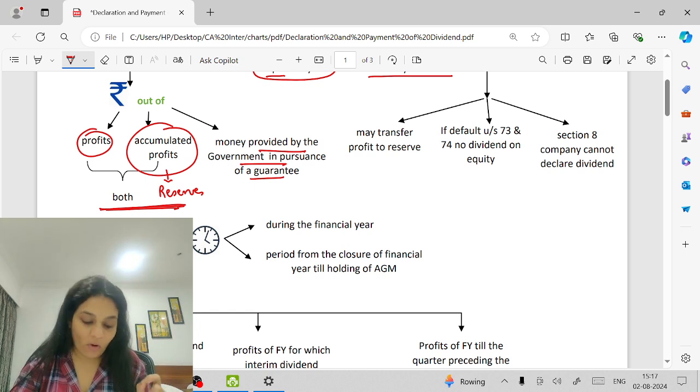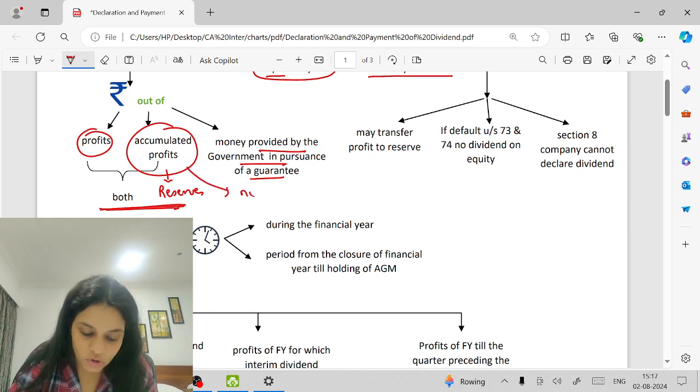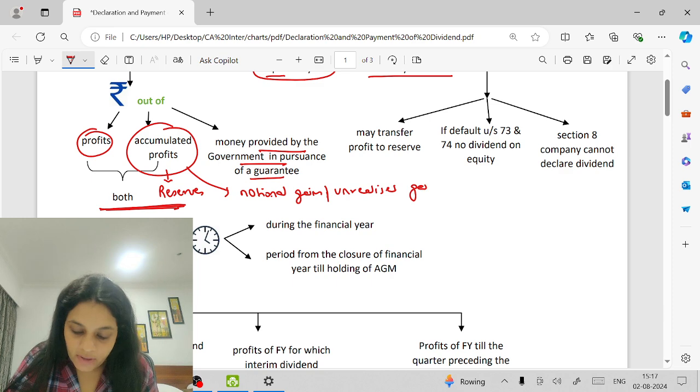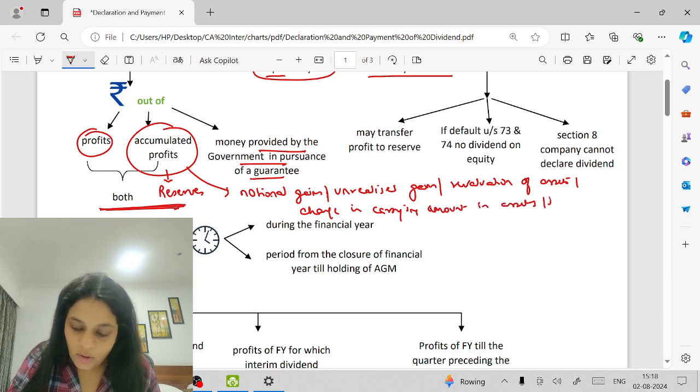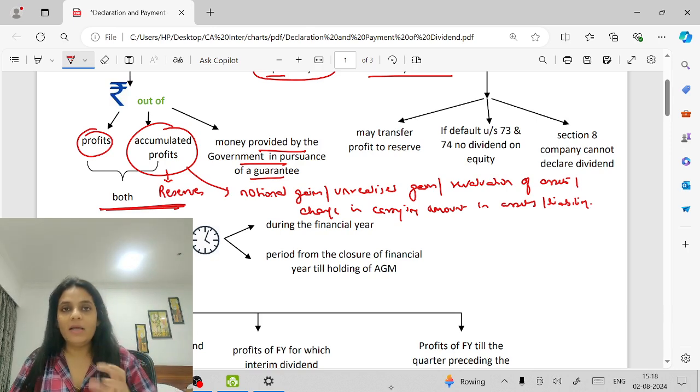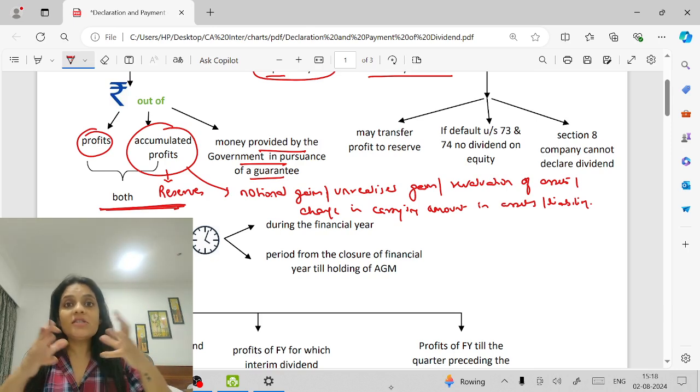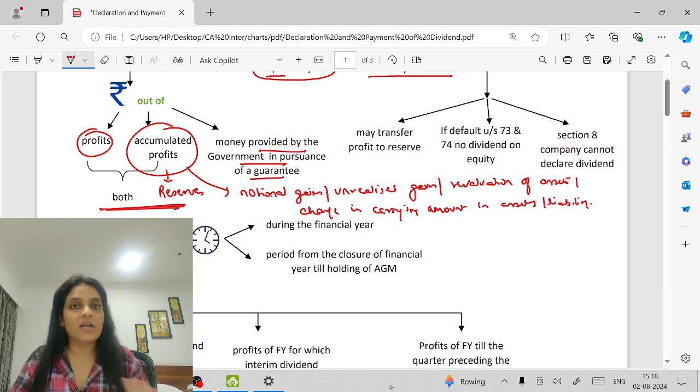However, when we calculate this profit, we have to make sure that notional gains, unrealized gains, revaluation of assets, and change in the carrying amount of assets or liabilities are not included. If I put it in simple terms, they are all book entries. It's not real profit that is being generated, but just a book entry profit. So since it's a book entry profit, it cannot be included.